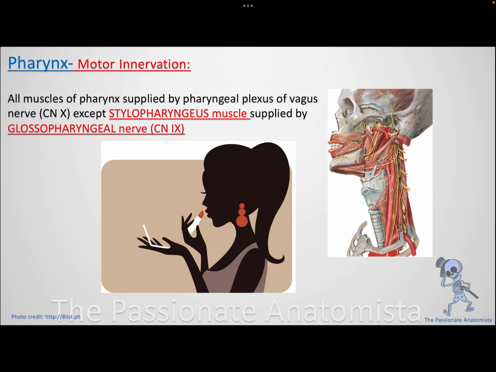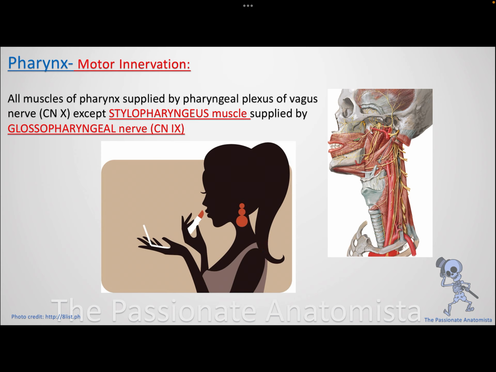So what about the motor innervation of the muscles? All of the muscles of the pharynx are supplied by the pharyngeal plexus of the vagus nerve except the stylopharyngeus muscle. How will you remember that? Remember that stylish girls like to wear lip gloss. So the stylopharyngeus muscle is supplied by the glossopharyngeal nerve, and everything else is supplied by the pharyngeal plexus of the vagus.